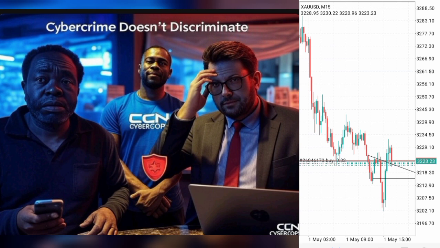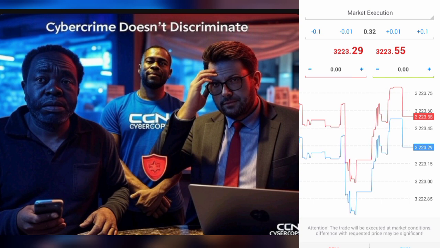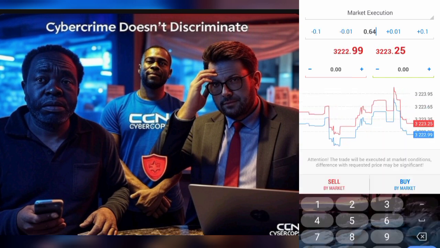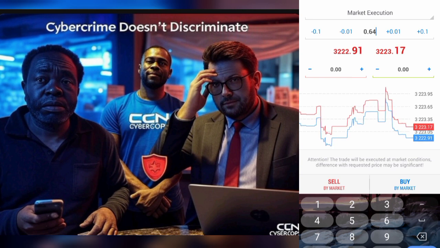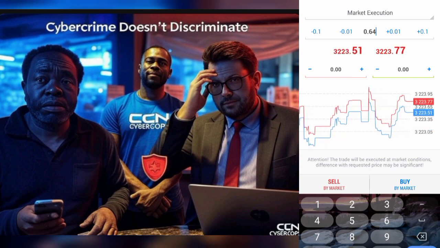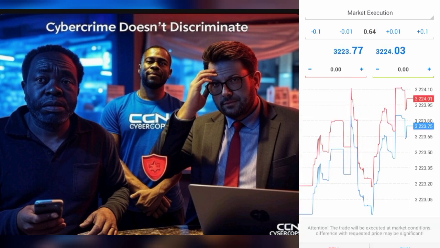So let's get ready to place our next entry, okay? Let's look at that. Our last entry was 3222.22. So we'll take our next entry, 3164. We'll take our next entry, 3122. That's our last entry based on trend projection, while correction is still ongoing.